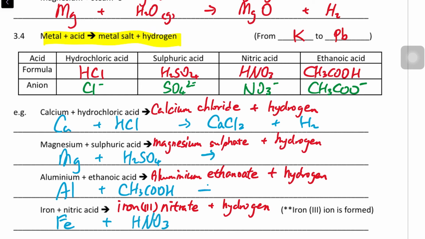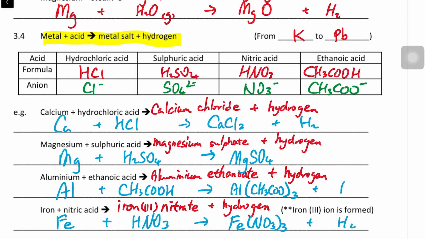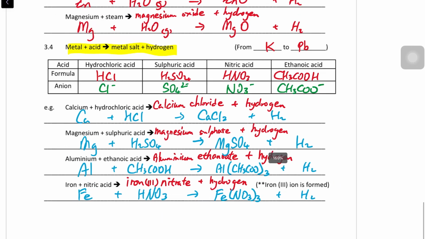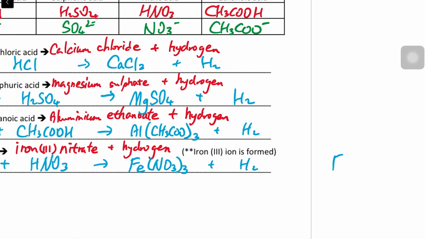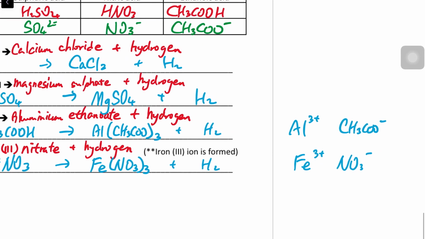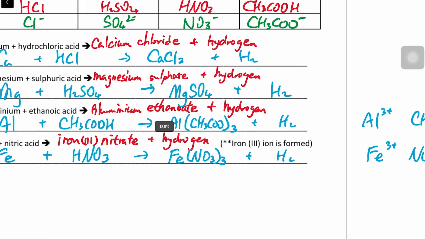Okay, to form, let's write down, it's MgSO4. This is Al(CH3COO)3, and this is iron(III) nitrate. This is Fe(NO3)3, and hydrogen. Okay. Because here, let's give you some hints: Fe3+ and NO3-. Okay. So again, this is aluminium ion and ethanoate ion. So the result is like this. Okay. So hope you can understand.